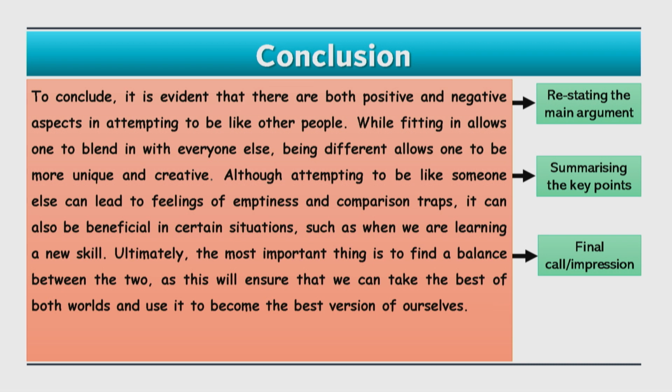And finally, the conclusion ends with a final statement to create an impression or leave an impact on the reader. Ultimately, the most important thing is to find a balance between the two, as this will ensure that we can take the best of both worlds and use it to become the best version of ourselves. The last sentence provides closure for the reader while reminding him or her of the importance of being unique. It accomplishes this by giving a final note that we need to find a balance to become the best version of ourselves.